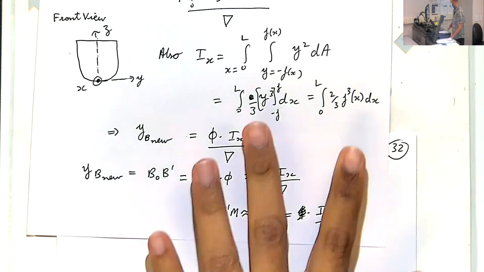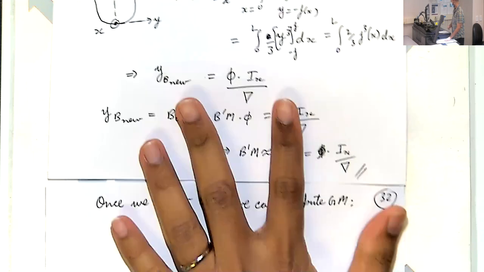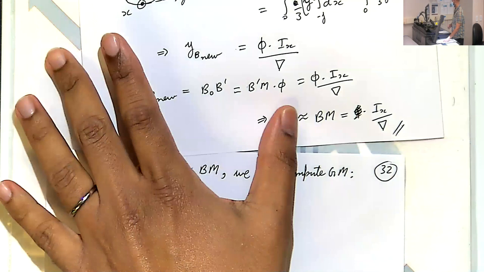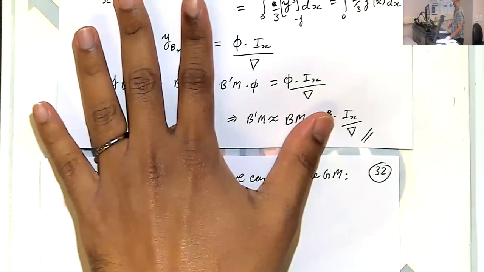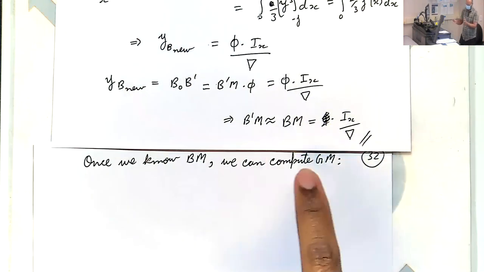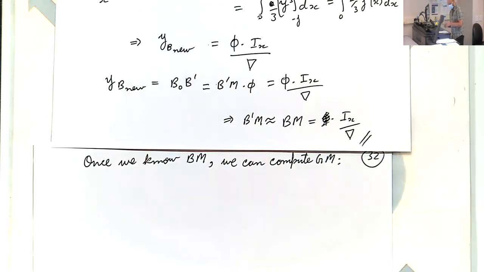All right, guys. Last time we were talking about BM equals I over NABLA. The main way we use this is to compute the stability of our hull. Today we'll do three or four examples, and that should really help you with the homework problems.